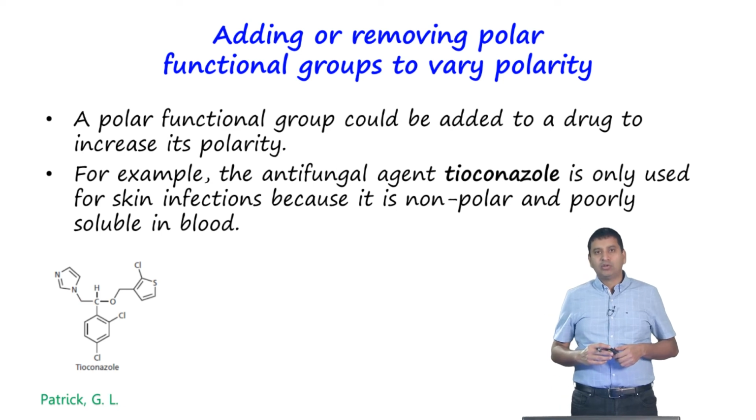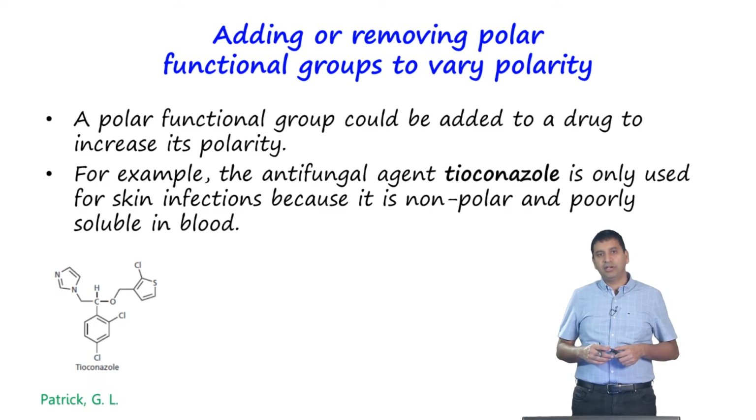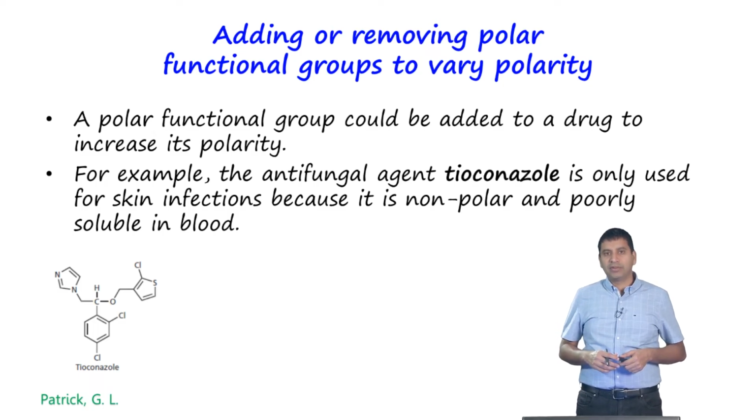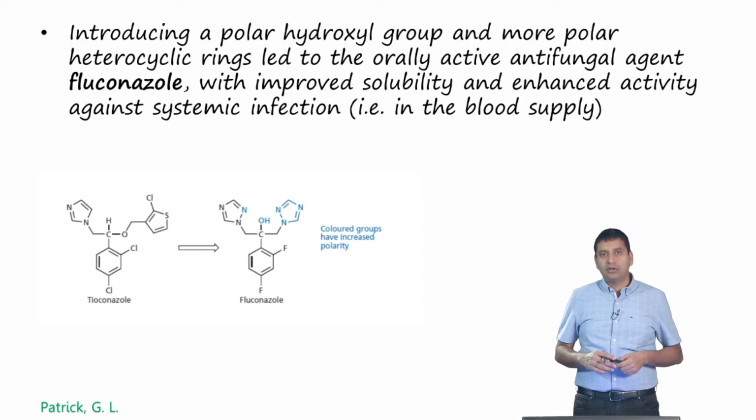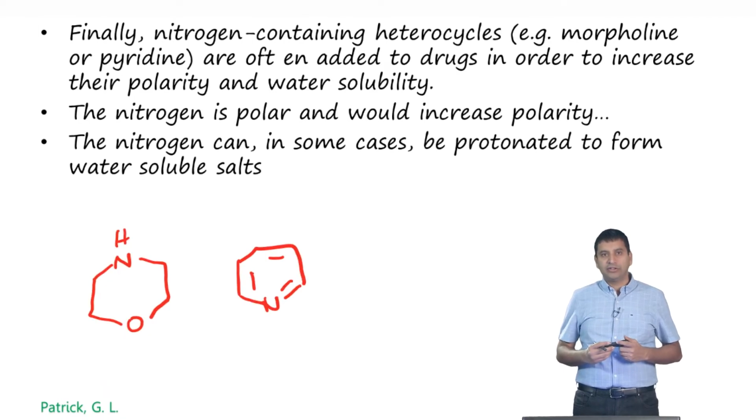Now, you can also add or remove polar functional groups to vary polarity. So, a polar functional group can be added to increase its polarity. So, for example, this molecule, which is an antifungal molecule, is not used because it is non-polar and poorly soluble in blood. So, what was done was to convert it to a more polar substituent. This molecule is known as fluconazole, and this can be used as an antifungal agent, which makes it an orally bioavailable molecule. And it also has enhanced activity against systemic infections, that is, in the blood supply. So, the change we make here is to convert the heterocyclic ring on the left to a tri-nitrogen ring on the right.